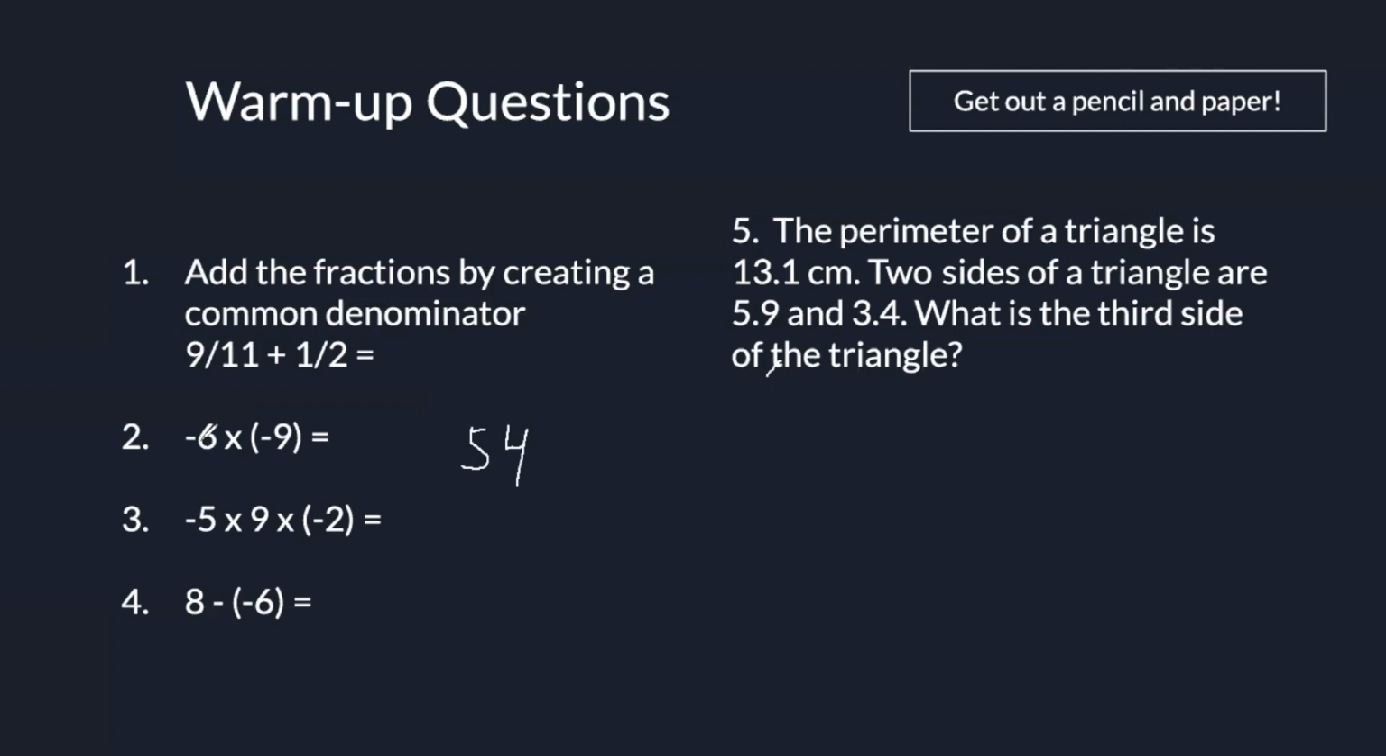Let's remember, when the signs are the same, it's positive. When the signs are different, it's negative, right? So let's say we have negative 6 times 9. This will be negative because 9 is positive and negative 6 is negative, so we have two different signs. In this case, this will be negative 54. In this case, we have two negative signs, so the signs are the same, and we will get a positive 54 here. So does everyone get that? Okay, good.